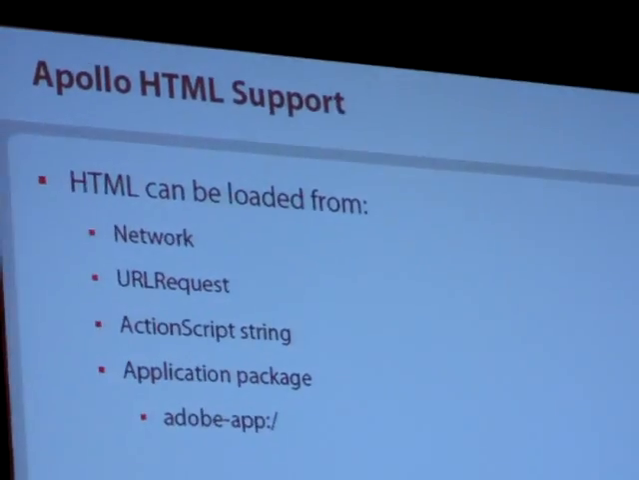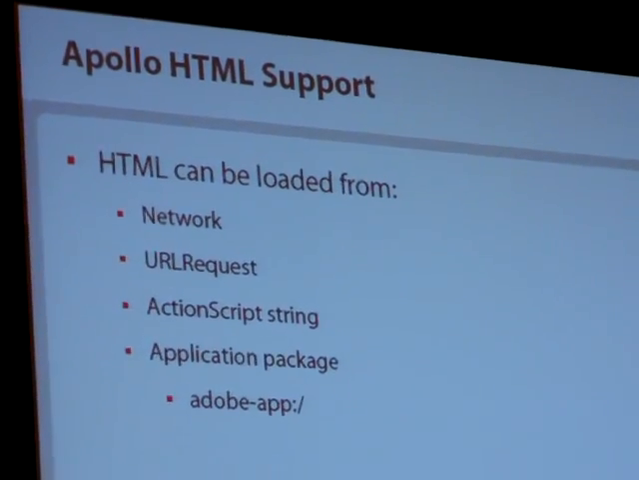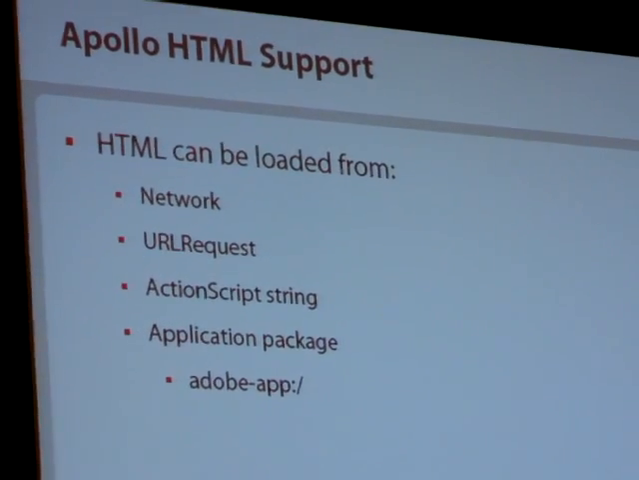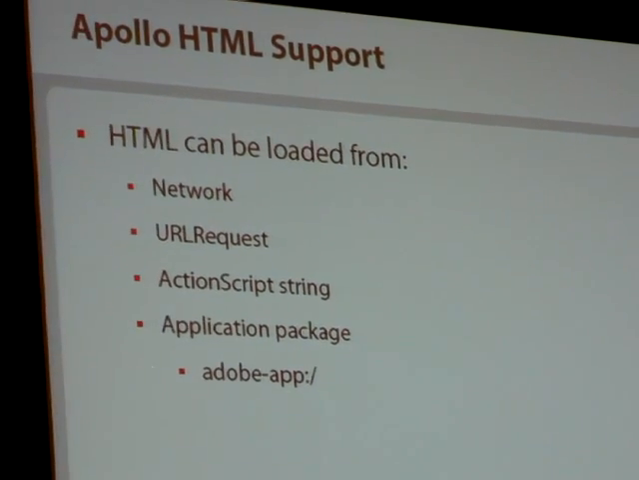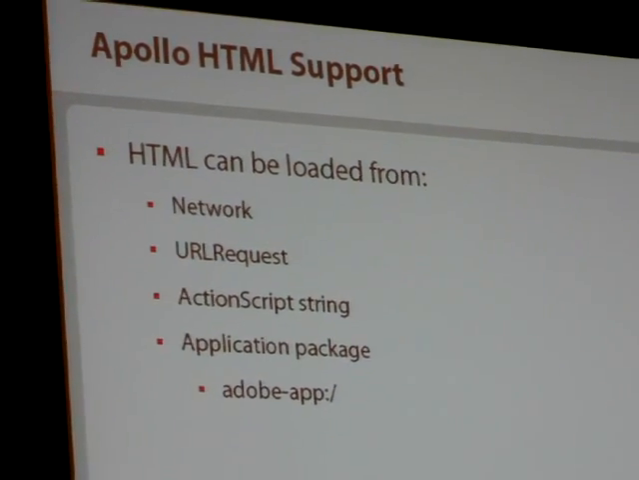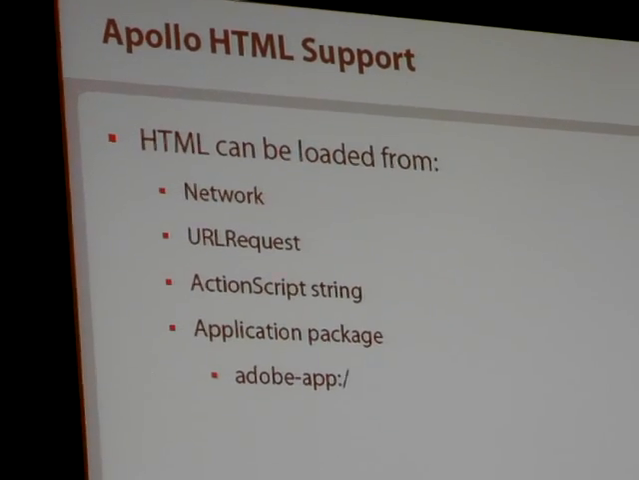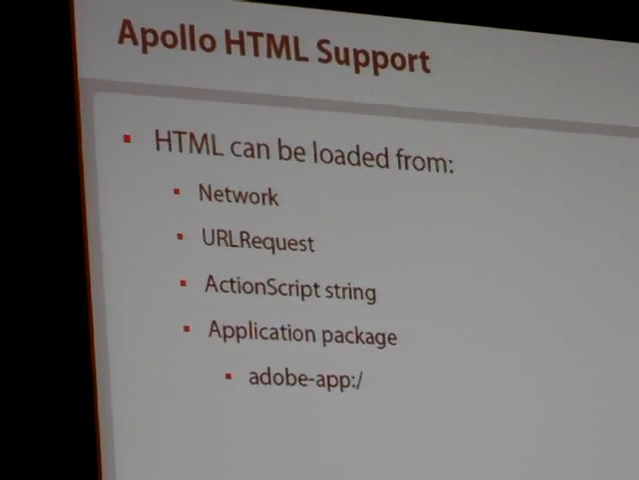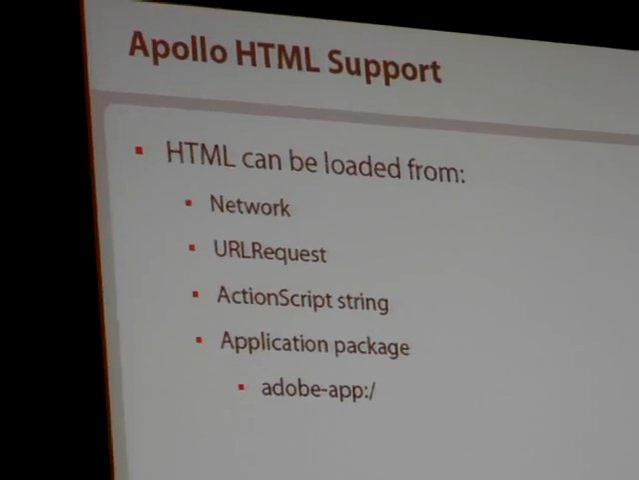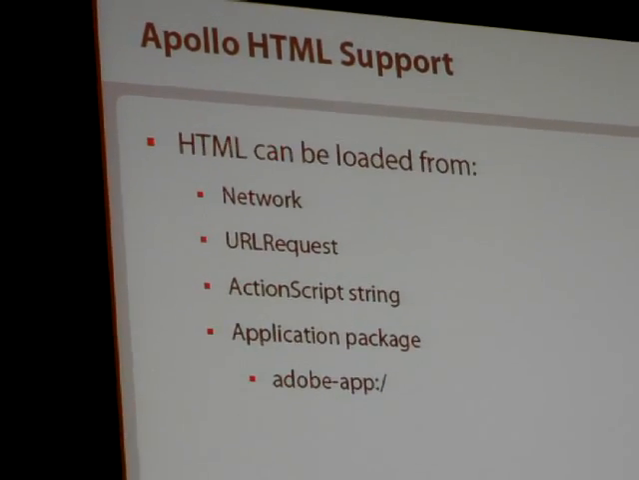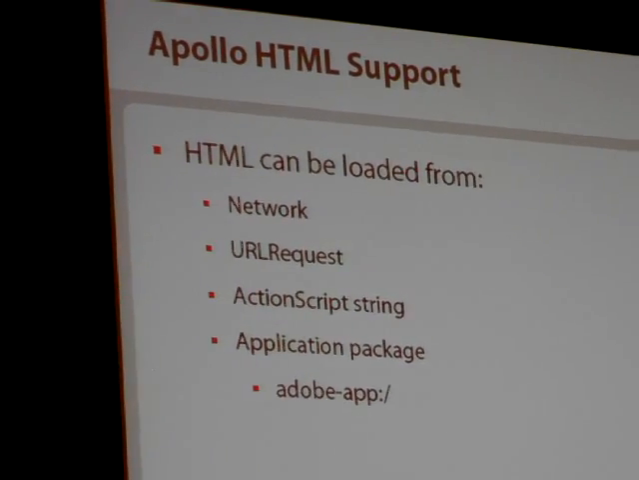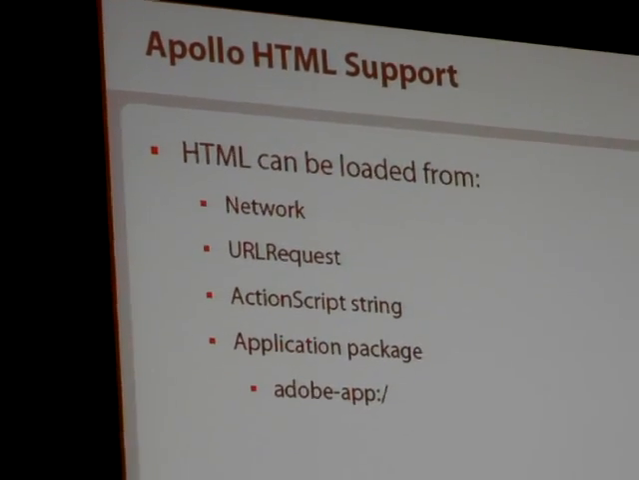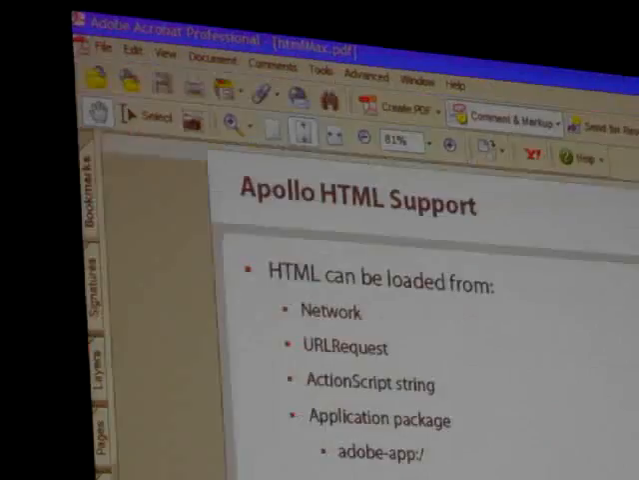So Apollo is going to allow you to load HTML from the network, just like you can today. You can use HTTP URLs to load your HTML. You can have HTTP URLs in your image source attributes. You can also load HTML from a URL request. So you can construct a flash.net.URLRequest, which is an ActionScript object, add extra headers to it, add post data to it, and then take that URL request and give it to the HTML engine. It'll execute that URL request, get the HTML back, and start rendering it into the HTML control. You can also load HTML out of an ActionScript string, which is something I forgot to show you.